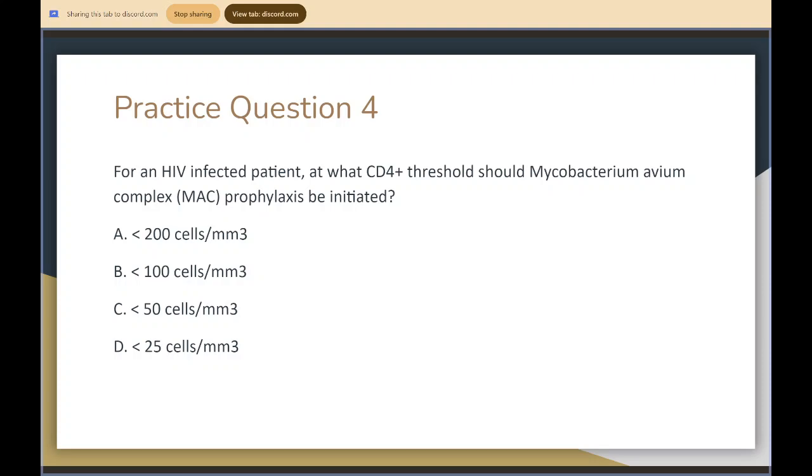All right, and while you're choosing your answer, it does disrupt the fungal cell wall because it binds to ergosterol, and that leads to pores and leakage. Pores being PORES. All right, whenever you're ready, type your answer into the chat for practice question 4.